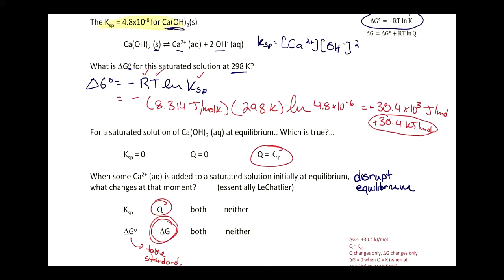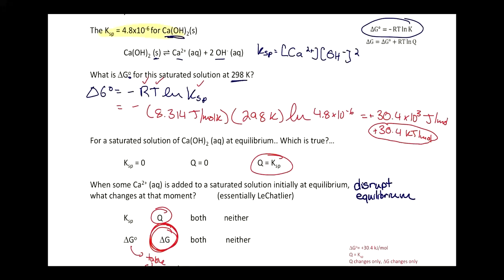And oftentimes we'll want to predict which way a reaction goes. What we see is that the moment we disrupt an equilibrium, only delta G changes. And then that's when we want to use this second equation, when we're not at equilibrium anymore. We're actually at Q conditions. This is where the second equation comes into play, all right? And that's what's coming up on the next slide.